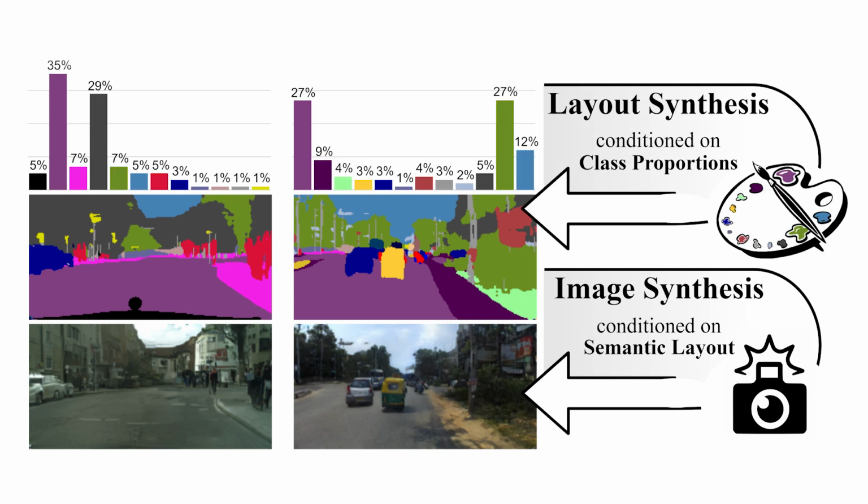In this work, we introduce Semantic Palette, a layout synthesis method conditioned on class proportions. This allows us to fully automate the creation of layout-image pairs while controlling their semantic content. Moreover, we extend our framework to partial editing of layouts, which opens up interesting applications. Let's dig into the method.